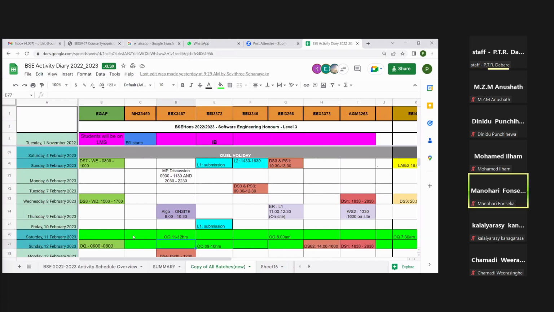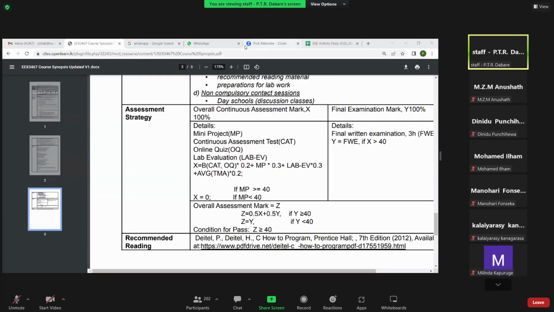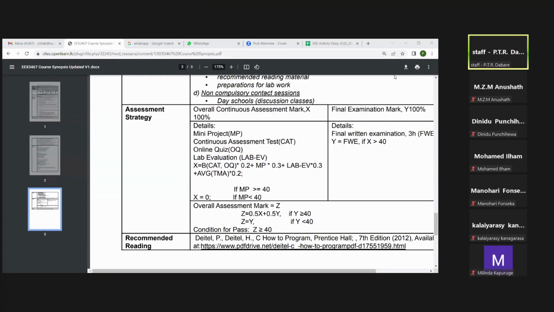So according to this, OQ is a test. OQ is an online quiz. According to the course synopsis, doing this OQ is very important because you have 2 CAT exams: 1 CAT and 1 OQ. The best marks will be taken and multiplied by 0.2. So it's important. It's a test.